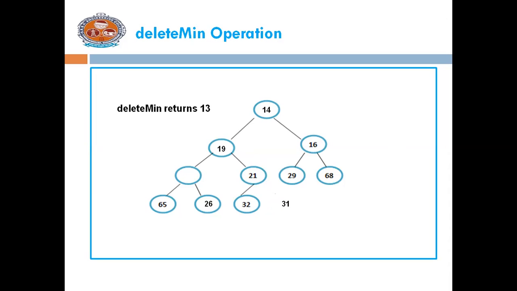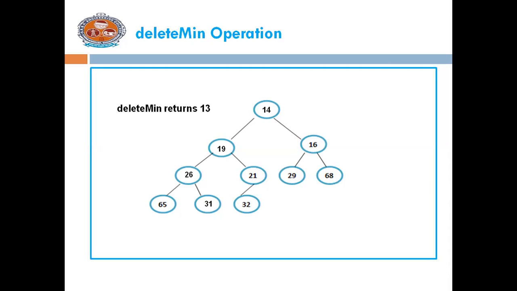And the next pair, 65 and 26. So here 26 is the minimum, place 26 here. So the correct location of 31 is in this hole because we reached the last level. So 31 is placed here. So this is the readjustment of the tree after removing the minimum element. This is how delete min is performed in the case of a binary min heap.